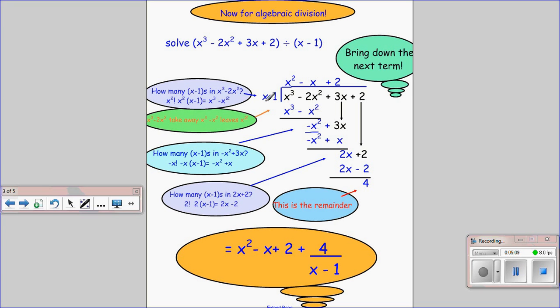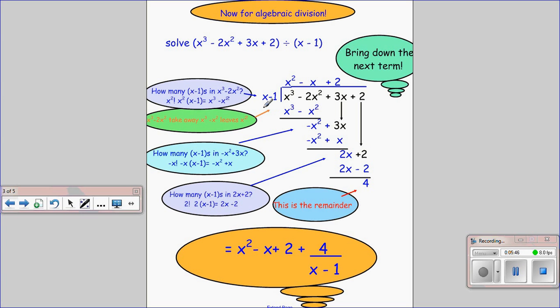So focus just on that x. What would I have to multiply that x by to get minus x squared? I multiply it by a minus x, because minus x times x will give me minus x squared. But of course, I've got to also multiply my minus 1, so that's minus minus, plus x times 1 gives me x. So I take it away, and if I've done it correctly, this bit here should disappear, should be exactly the same. And then I've got 3x minus x leaves me 2x. So now I bring down my next term. And then I've got 2x plus 2.